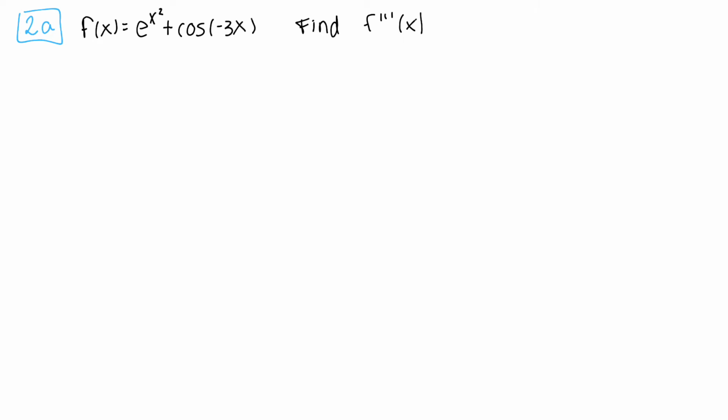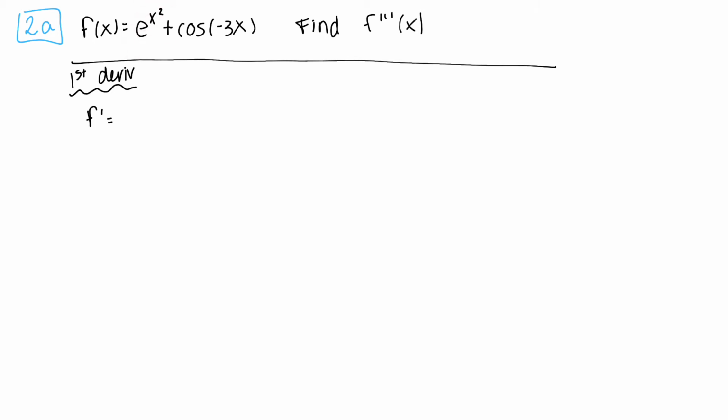All right, then I guess we'll move on to 2. These ones are going to be finding higher order derivatives. So for this one, you're given a function: e raised to the x squared plus cosine of negative 3x. And you're asked to find, in this case, f triple prime of x. So this is just a process. We start with our first derivative, which is f prime.